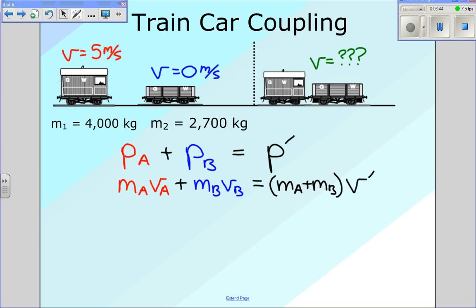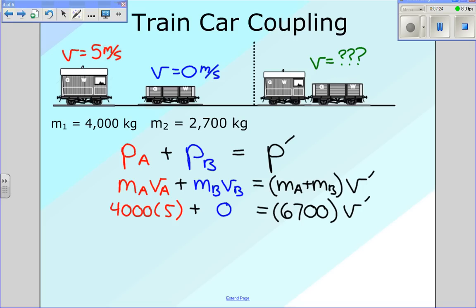So, let's see what we have. Do we have mass for object A? Of course, I've now switched my notation, I noticed, to 1 and 2. That's fine. This is going to be 4,000 times 5. Now, since object B, or object 2, isn't moving, that momentum ends up being 0. And then if we look over here, we have to add their masses together. That's going to be 6,700 kilograms times v prime.